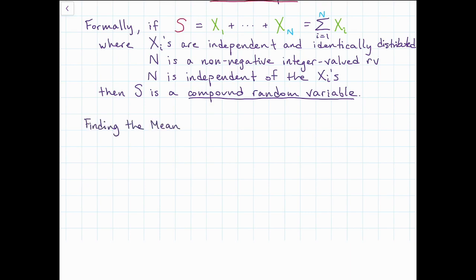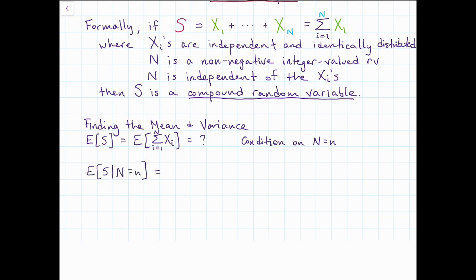We'd of course be interested in finding the mean and variance of this compound random variable. So if we want E of S, that's E of the sum as i goes from 1 up to N of the Xi's. But how do we evaluate that? We have multiple random variables going on here. N itself is random, and each of those Xi's is also random. So how can we deal with this? Well, we can use the power of conditioning. We can condition on capital N equals little n and see what we'll get.